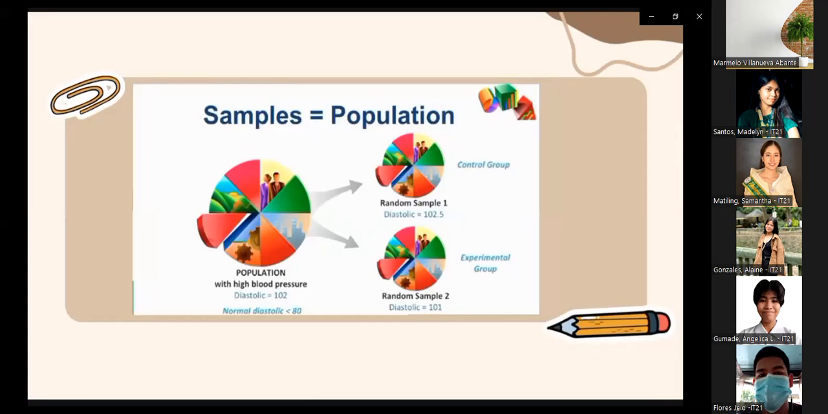We draw another sample from the population, and they also have high blood pressure. Their diastolic blood pressure is 101. The sample mean is different from the population mean, but the variation is due to chance. Then we assign the first sample as the control group and sample 2 as the experimental group.